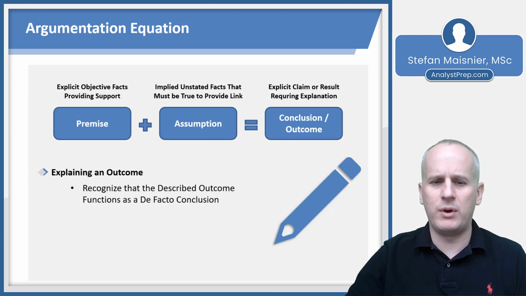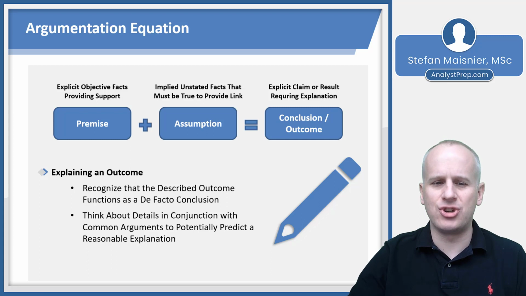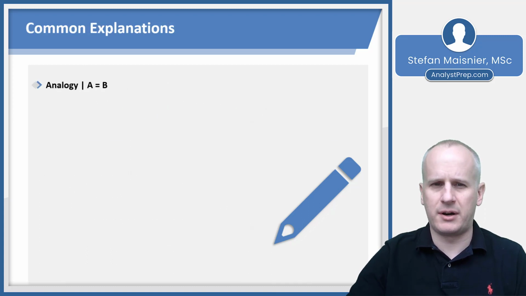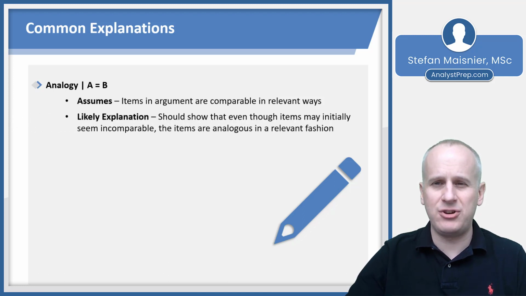So how do we explain an outcome? Well, first, we want to recognize that the described outcome, if it's facts, functions as a de facto conclusion. And you want to think about the details in conjunction with a common argument to potentially predict what a reasonable explanation might be. So let's consider some of our common arguments and what might be common explanations. So an analogy is just going to assume, as always, that the items in the argument are comparable in some relevant fashion. So your likely explanation, when you need to explain what may seem paradoxical, should show that even though the items may initially seem incomparable, they are analogous in some specifically relevant fashion.